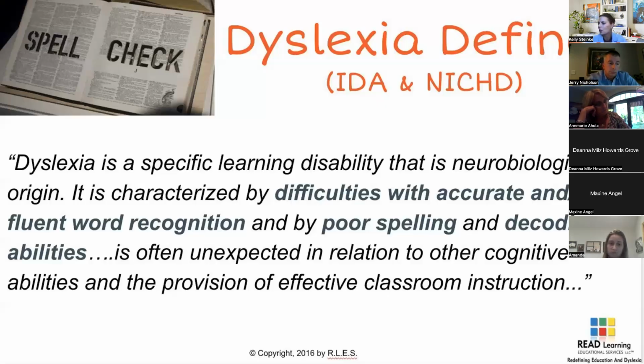What's important to take a look at in this definition is that these problems are unexpected when you relate it to their intelligence and having good classroom instruction. So this isn't a curricular disability. It is hardwired in the brain. It's a brain difference. And it's not a cognitive disability either. You can be brilliant and be dyslexic. You could also have low intelligence and be dyslexic, or just average intelligence and be dyslexic. There's no correlation between intelligence and dyslexia.